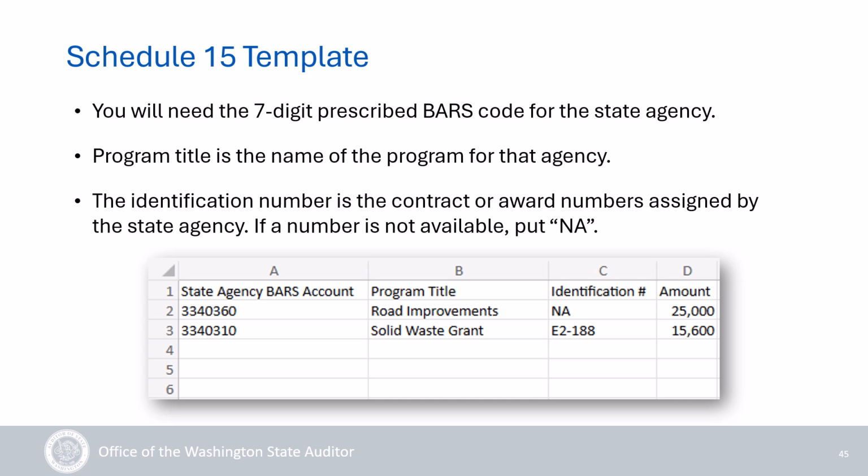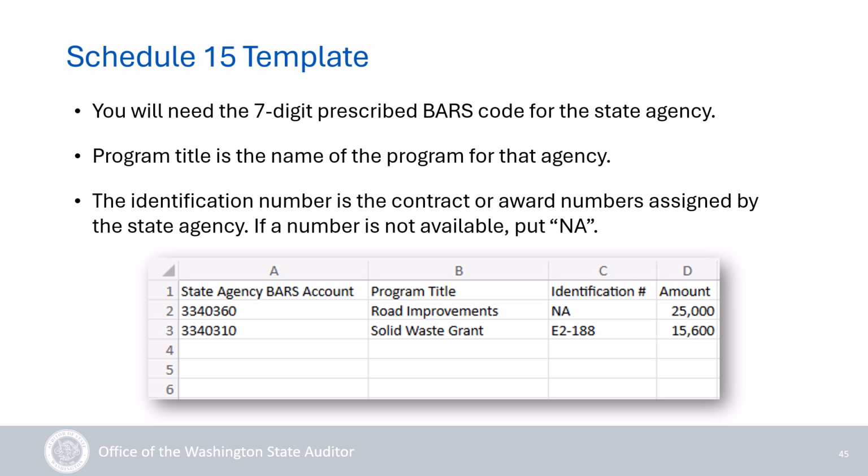Now we know the reporting requirements for the Schedule 15, so let's take a quick look at how the template is completed. In order to fill out the template, you will need the 7-digit prescribed BARS code for the state agency that you're reporting for, which always is found in your chart of accounts, and now you know how to export that. This is really important because the BARS code is needed, and it's not the same if you just input the state agency name.